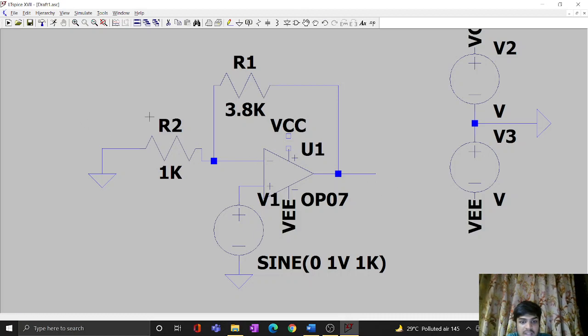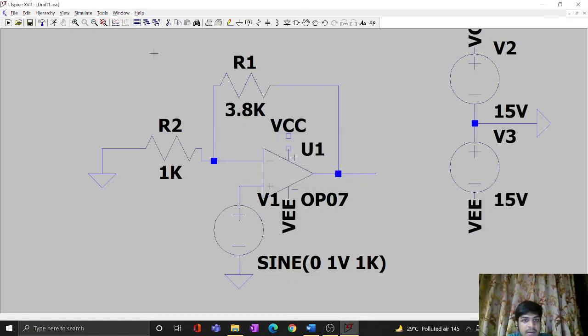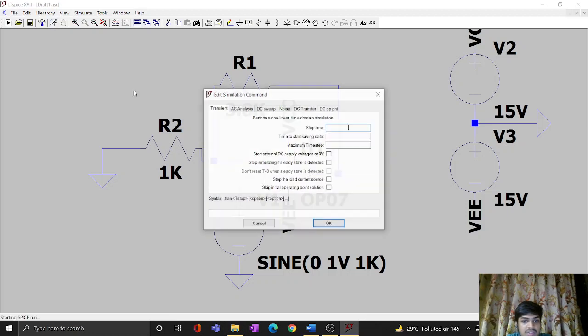I'll perform the transient analysis. Okay, I forgot to give 15 volts and 15 volts for the negative and positive supply. And now I'll perform the transient analysis. Stop time would be 0.005 seconds.